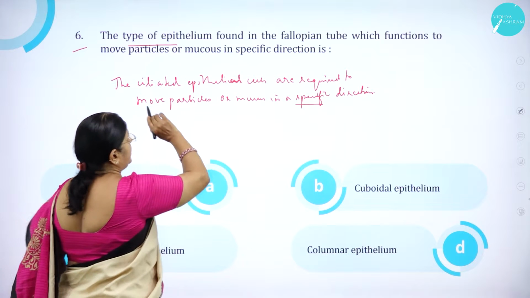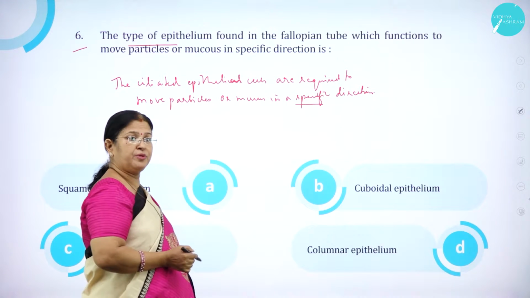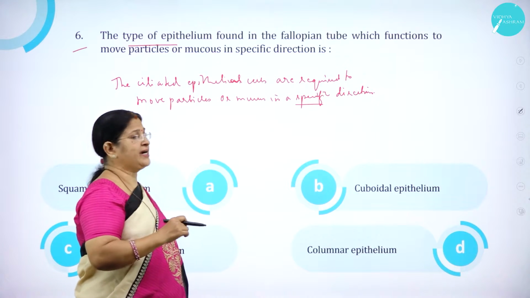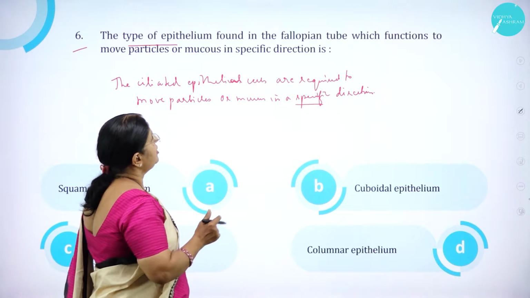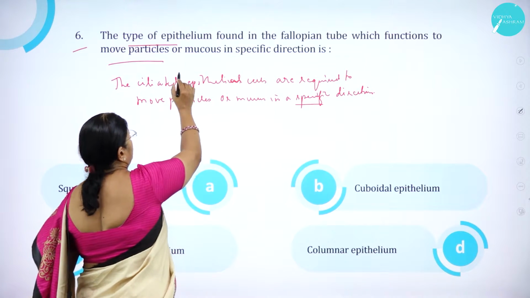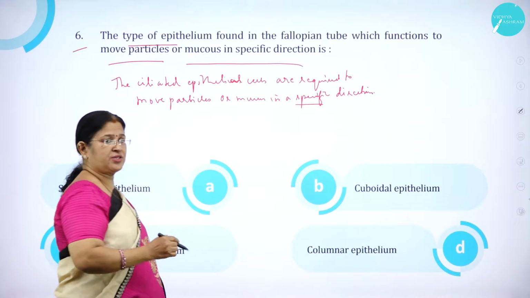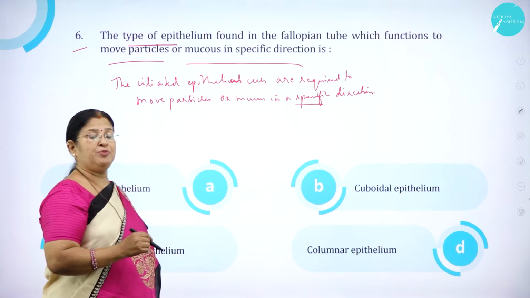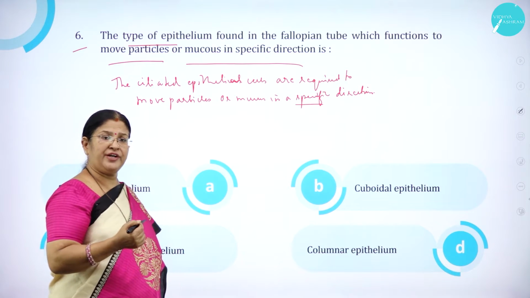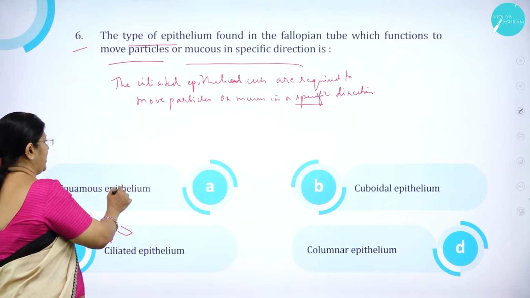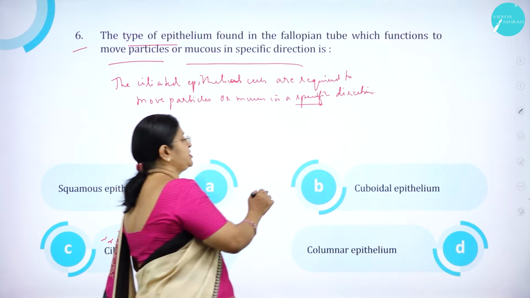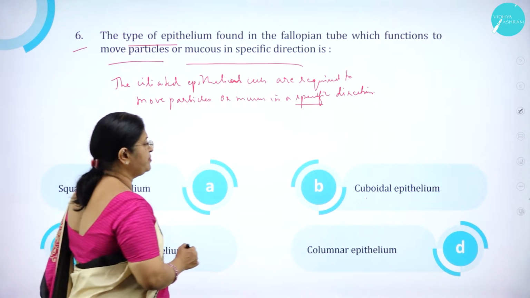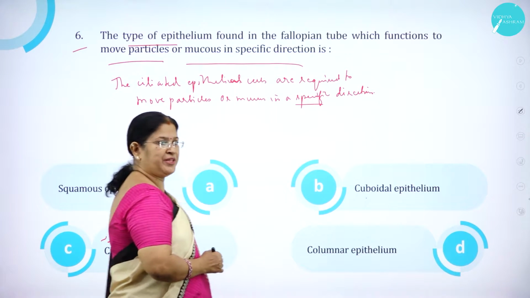The type of epithelium found in the fallopian tube. Hope you remember the reproductive system. The reproductive system has an oviduct, or what we otherwise call the fallopian tube, which functions to move particles or mucus in a specific direction. So it carries the ova. The type of epithelium: usually all the epithelial cells form the lining of internal organs. So option A, squamous epithelium, option B, cuboidal epithelium, option C, ciliated epithelium, and option D, columnar epithelium.